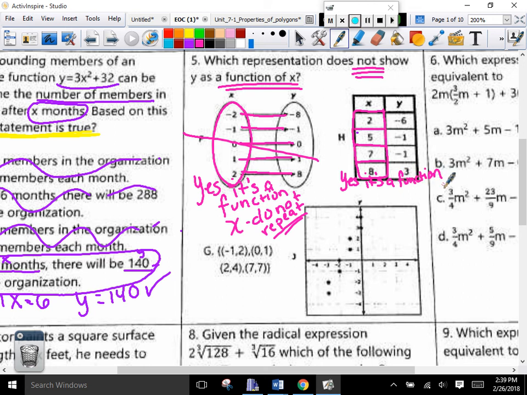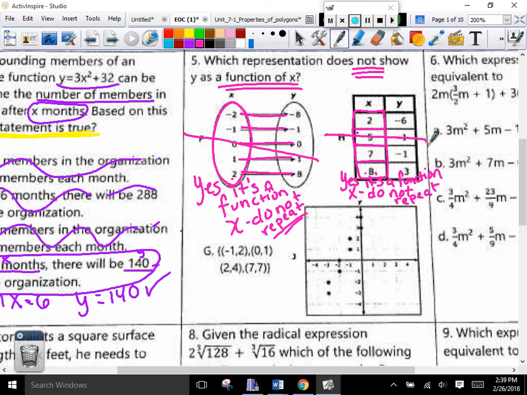So yes, it's a function. The X does not repeat. So yes, it's a function. So that's not going to be my answer.